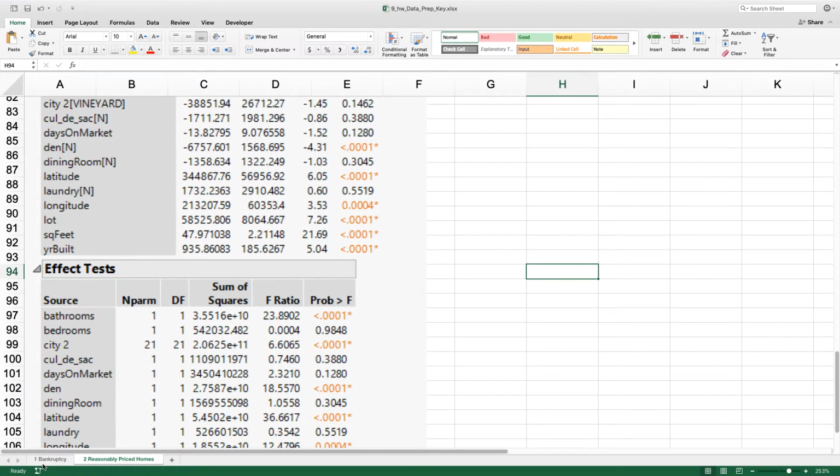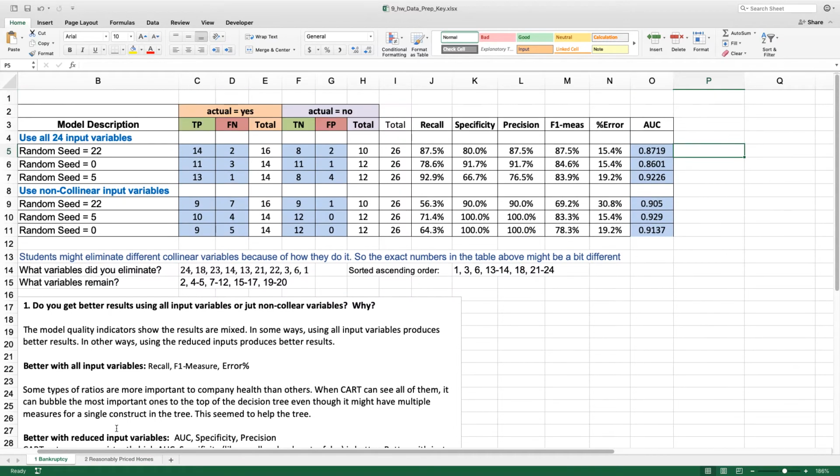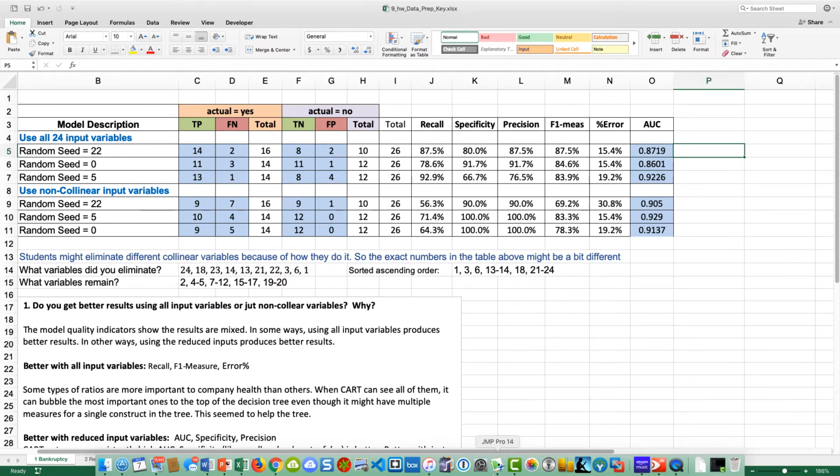All right, so let's first look at the bankruptcy data. Now, the bankruptcy data was a small sample, and so I had you do some resampling to just see how stable the results were and things like that. And this is what I came up with.